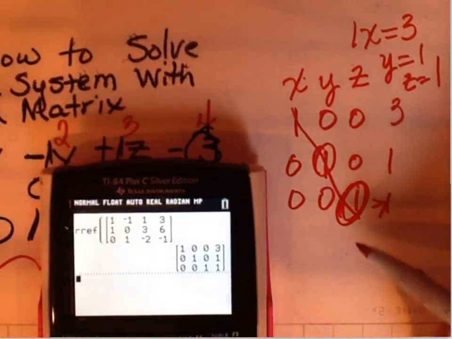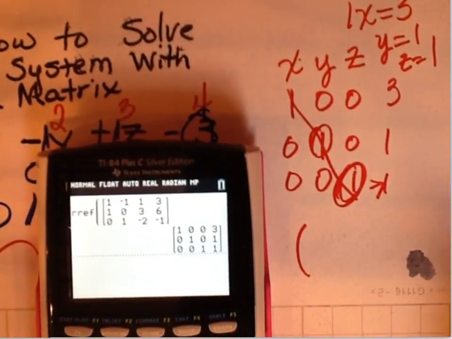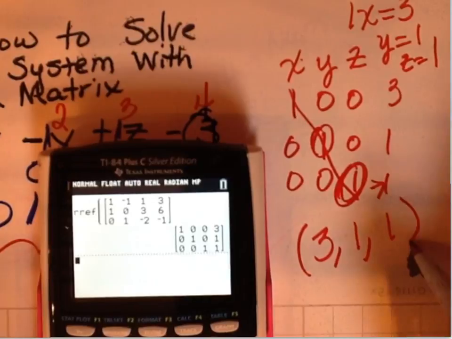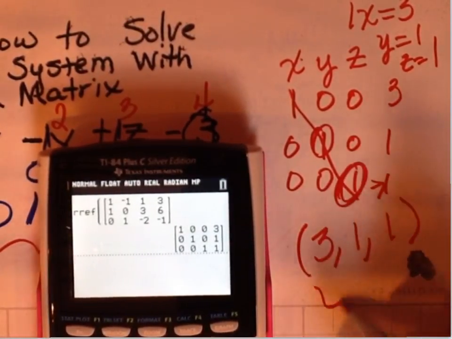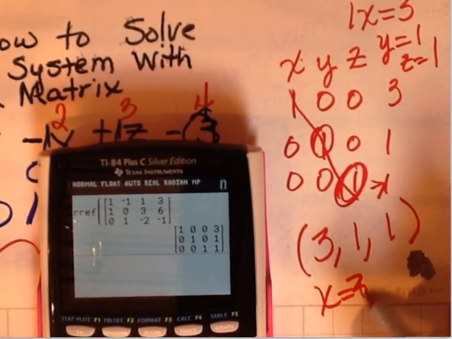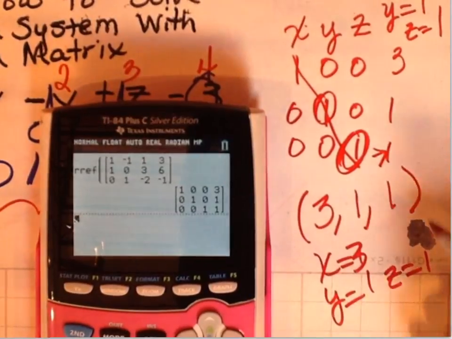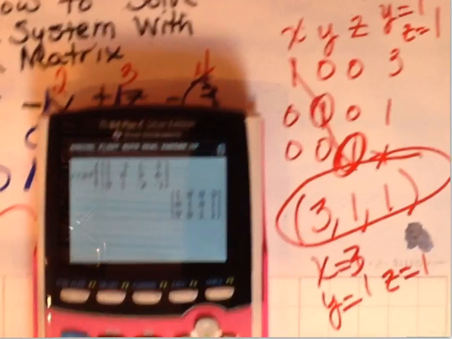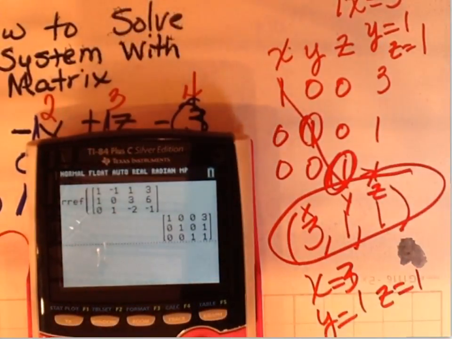So my solution to this one is what's called, since I have 3 answers, an ordered triple. My X is 3, my Y is 1, my Z is 1. So that is my solution. You may see it written like this. Whoops, X is equal to 3, Y is equal to 1, Z is equal to 1, or you're most likely going to see it in that format, an ordered triple. 3 solutions. So this is my X, this is my Y, this is my Z.